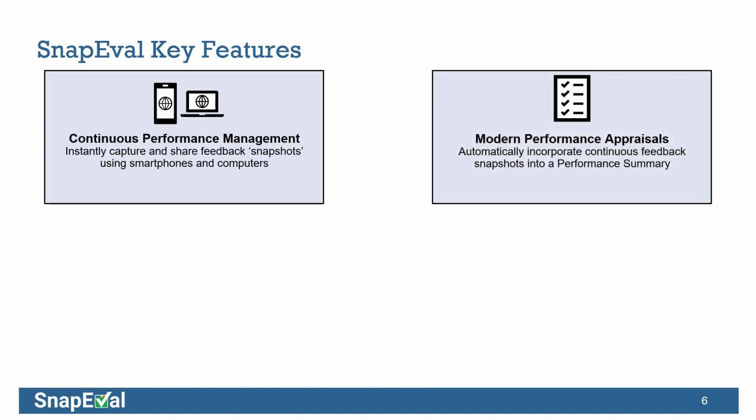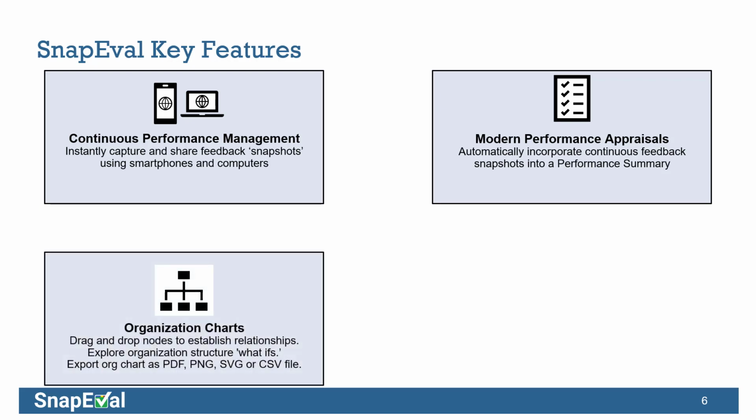The second is we have modern performance appraisals built right into the SnapEval product, which means we can take the snapshots that you've captured throughout the year and automatically incorporate them into a performance summary document for the employee, whether that's an annual review, a 60-day review for a new employee, or a 90-day review for a new employee, or any time that you want to do a performance appraisal for an employee. It's very, very simple, very, very fast.